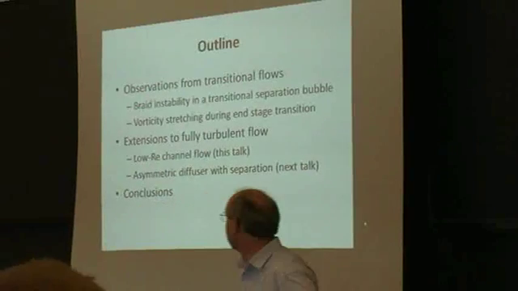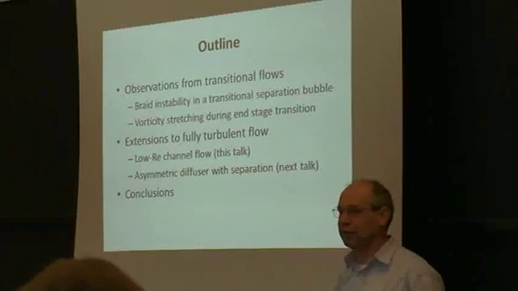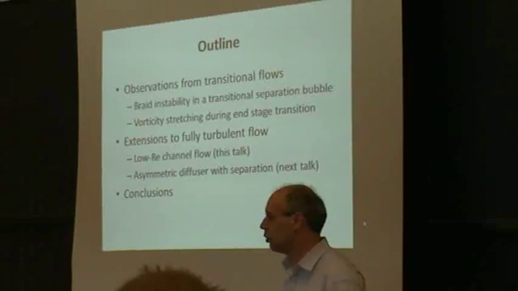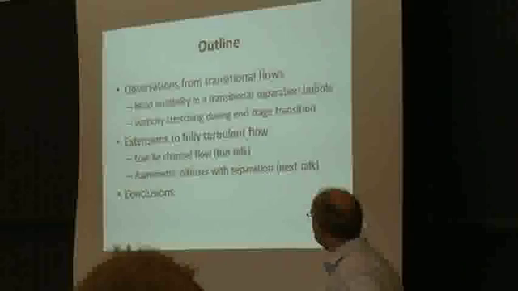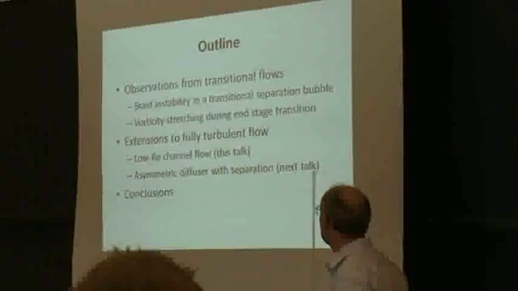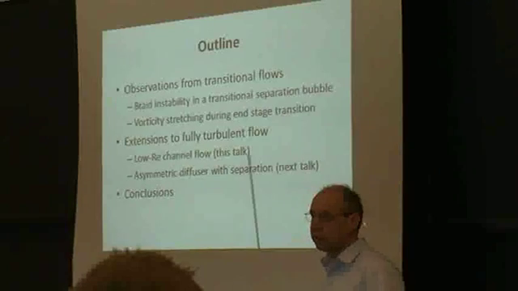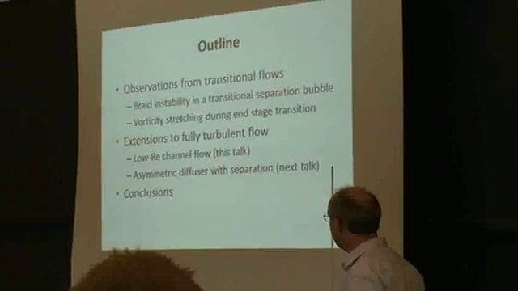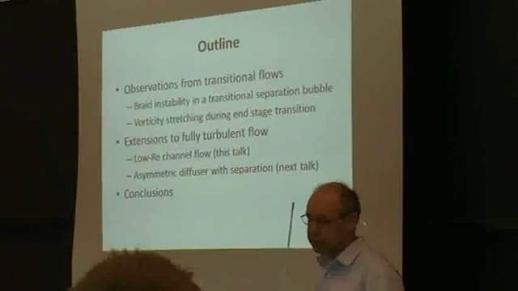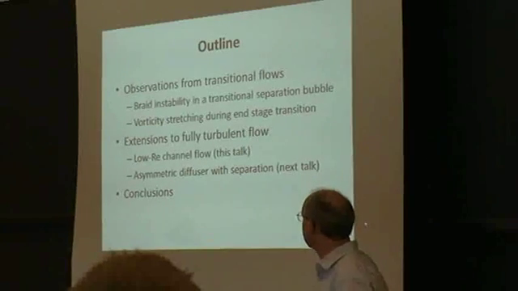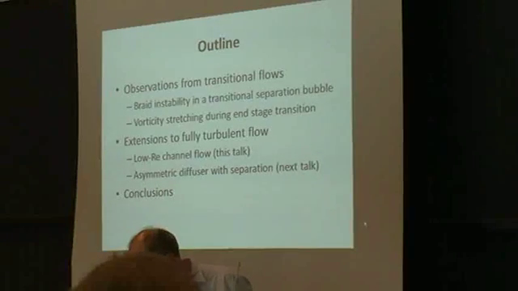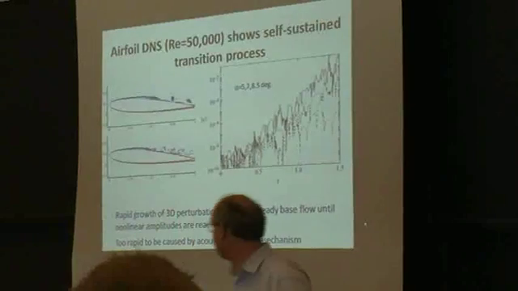So, a quick outline of what I'm going to do. I'm going to start off with a bit of a digression into transition, where we're going to see the importance of vortex stretching in two examples. The first example is a bursting instability in a transitional separation bubble on an airfoil. The second is a fairly classical example of vortex stretching in end-stage transition, right after the primary and secondary instabilities and then the final breakdown into turbulence. Then I'll talk about channel flow, and this will set up Johan talking about the more complicated case that we've been looking at.